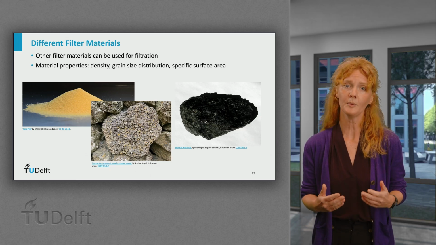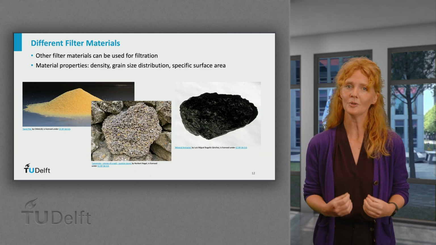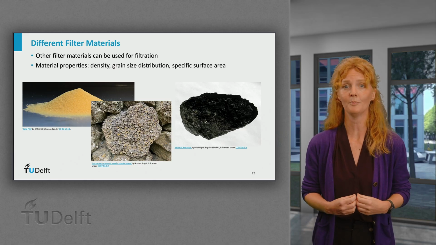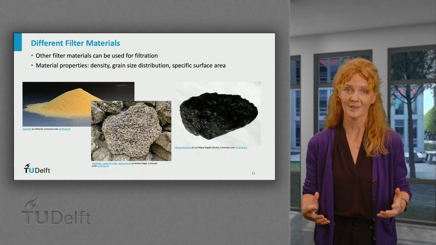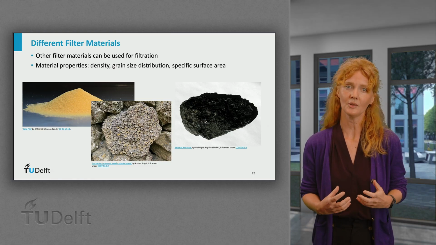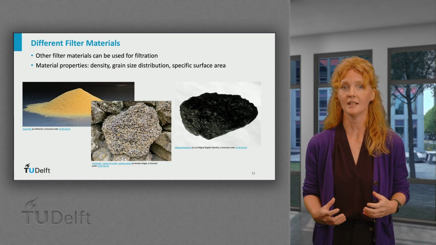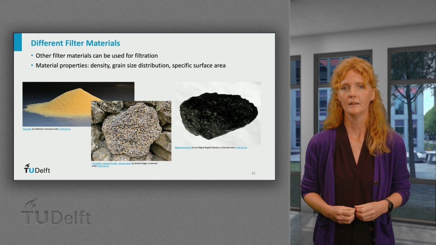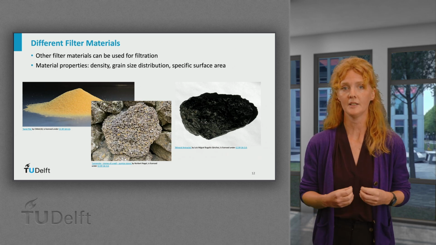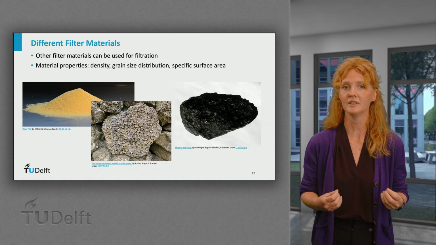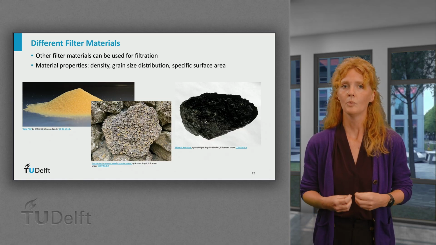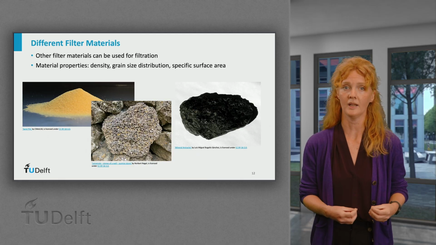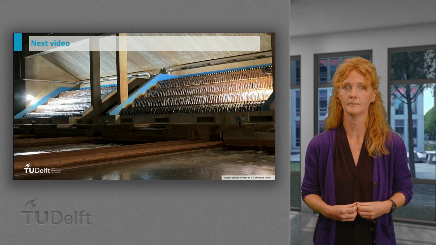In this lecture, I've spoken about sand filtration, but also other materials can be used to compose the porous bed. Examples are pumice and anthracite, which are sometimes also used in combination with sand in dual bed filters. Keep in mind that the properties of these materials are different, for example density or different grain size distribution or surface area, which will affect their behavior during filtration and during backwashing.